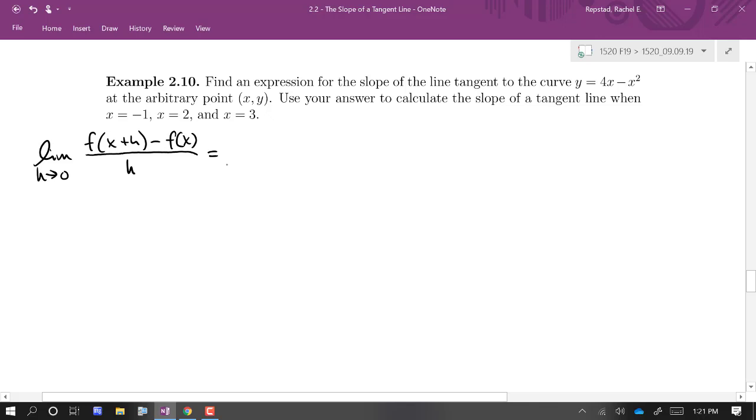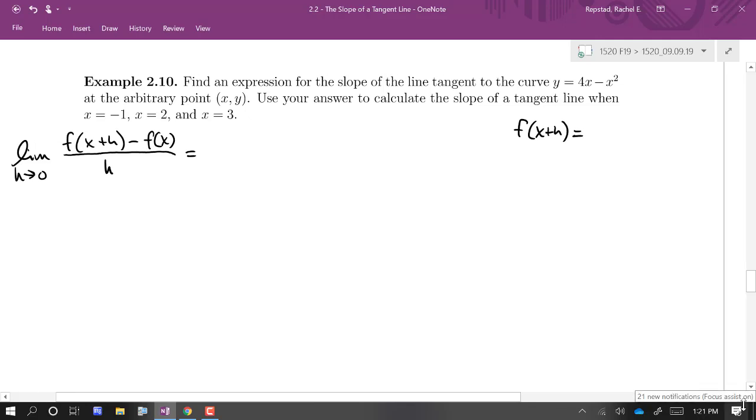So I know what f of x is. Let's do a little side work, figure out what f of x plus h is. What does it mean to find f of x plus h? What is it that we want? Well, the h is the change in x, but how do I get an expression for f of x plus h? I guess maybe it's the same question as what if I wanted f of 2 or f of 3? Sub in x plus h. Yeah, right. So we're going to sub in x plus h for x in the function.